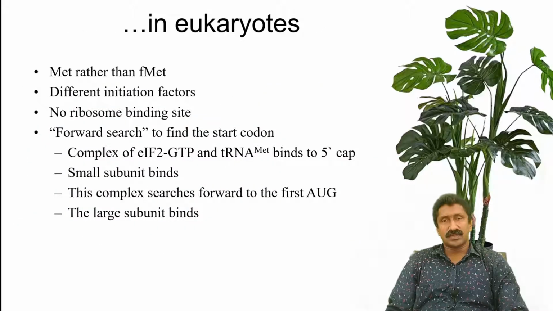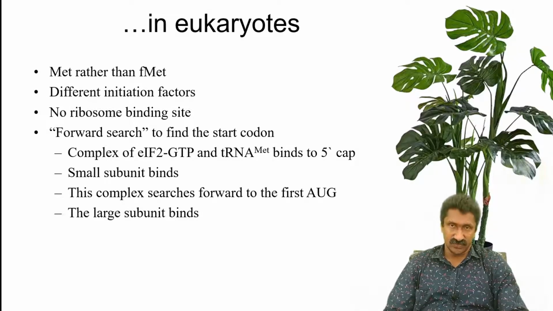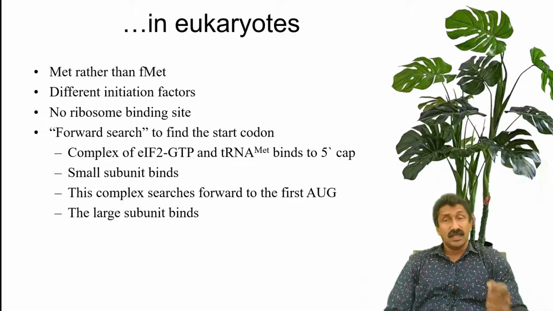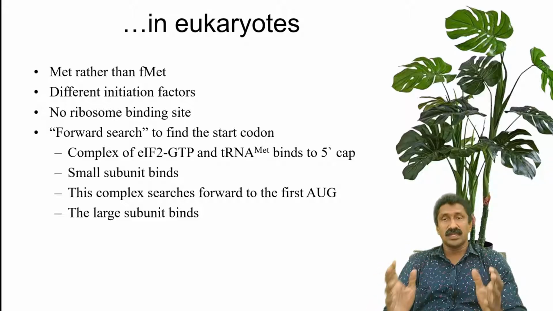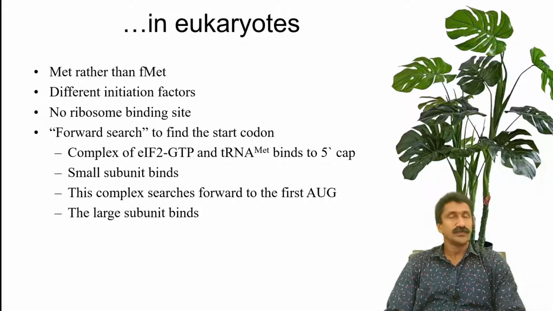So in eukaryotes, there are some basic differences in translation. First of all, methionine is used rather than formyl methionine as the first amino acid incorporated at the initiation AUG codon. So in eukaryotes, instead of formyl methionine, normal methionine is used. Then there are different initiation factors. Another set of eukaryotic initiation factors and elongation factors is used in eukaryotes. It is slightly different from the prokaryotic initiation factors and their role.